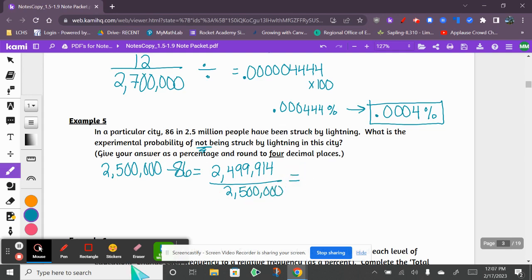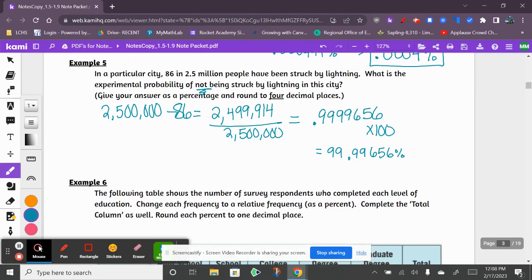So we're going to divide. We get 0.9999656. We want to change it to a percent, so we're going to multiply by 100. So we get 99.99656%. And this one also asks to round to 4 decimal places. So we get 99.9966%.